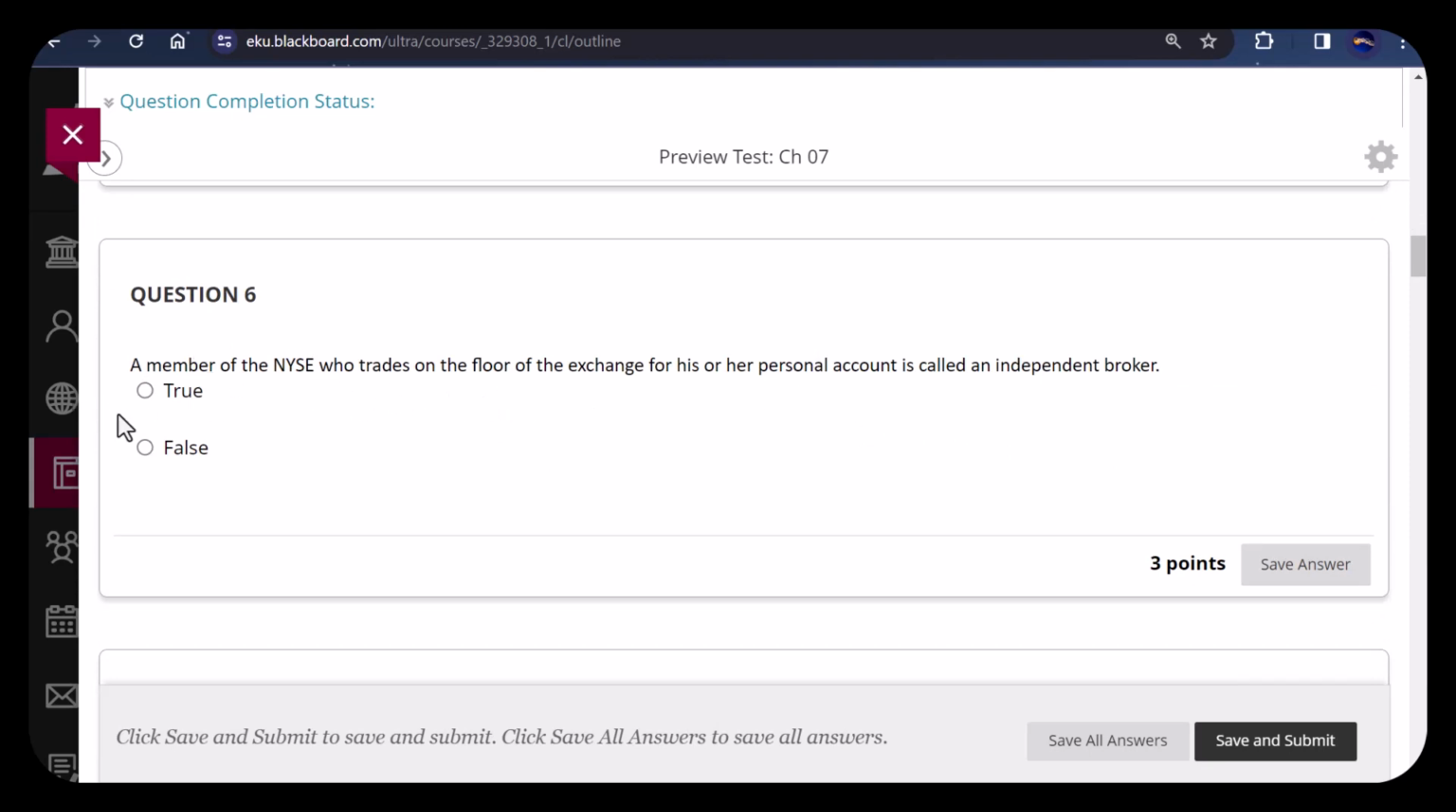Okay, this is actually false. This is something that you should have already read in the chapter, but knowing my students, they don't read the chapter until they have to.